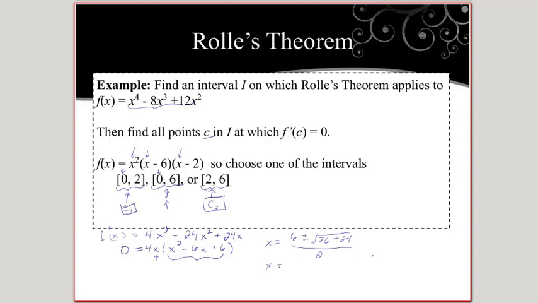Alright, so let's just simplify this a little bit. That tells me x is going to be given by 6 plus or minus square root of 12, it looks like, over 2. And that can be simplified a little more. Looks like 2 root 3 over 2. So let's do the positive version first. This is 3 plus root 3. And the negative version is 3 minus root 3. So 3 minus root 3 will be in the interval 0 to 2, and 3 plus root 3 must be in the interval 2 to 6.